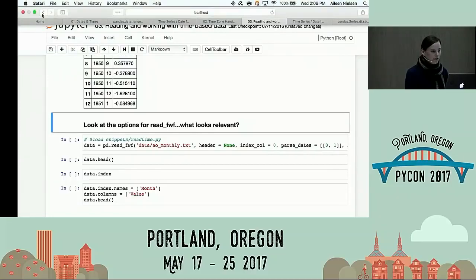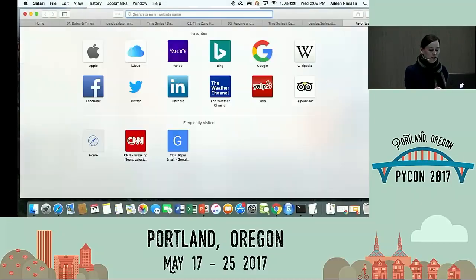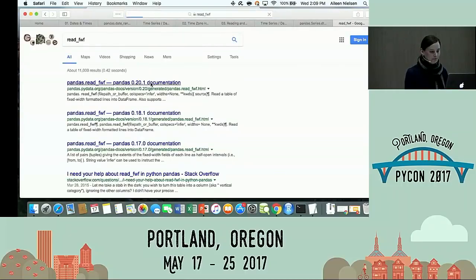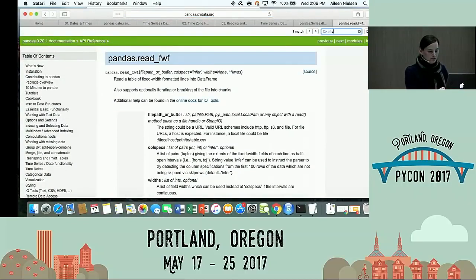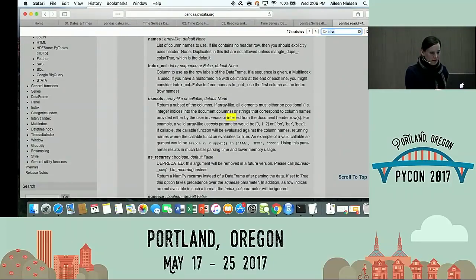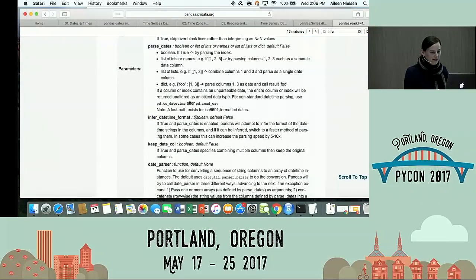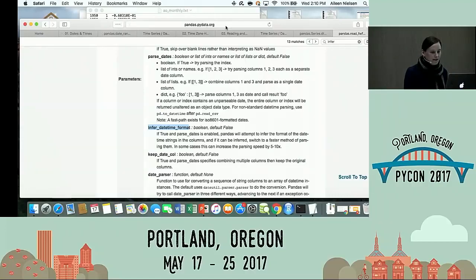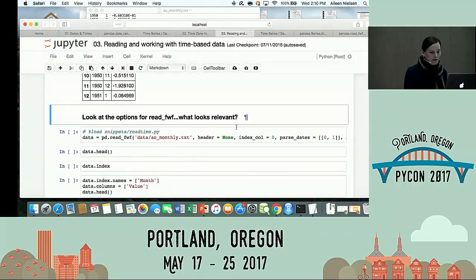Let's look at the read_fwf docs. In particular, I'm interested in some of the things we can infer, and this one jumps out at me, something like infer datetime format, right? So just like Pandas has a beautiful library for dealing with time, it also extends that to reading and writing data in common data formats. So let's think about how we can modify.